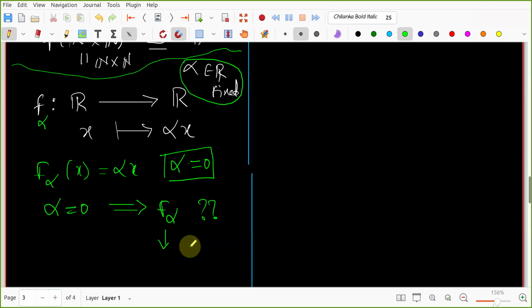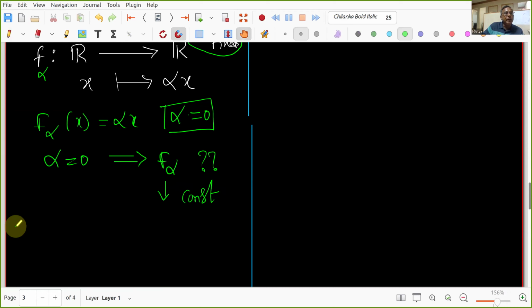It is a constant function. Yes, a constant function, right? Everything is mapped to 0. Since you are telling that, I will ask these questions to you, but the discussions are for later.